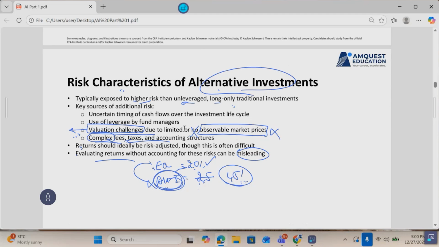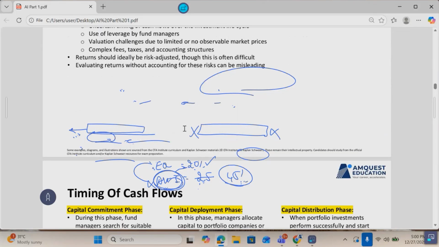You have to look at risk adjusted return. The risk adjusted return from this should have been at least 35 to 40%. And then you compare what you earn to what you should have actually earned. So risk adjusted return is more important. Returns should be highly adjusted for risk, but that's never the case. Okay, so that's the risk features.